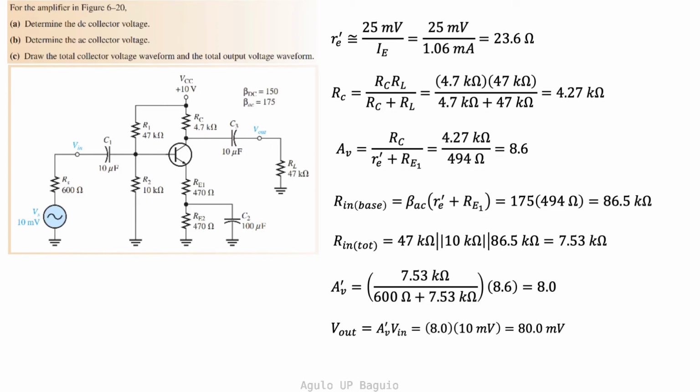Now the overall voltage gain is thus equal to 7.53 kilo ohms divided by 600 ohms plus 7.53 kilo ohms, times the voltage gain from the base to the collector, which is 8.6. Thus the overall voltage gain is 8.0. Since the overall voltage gain is 8.0, if we multiply that by the input voltage of 10 millivolts, we expect that the output voltage is 80 millivolts.